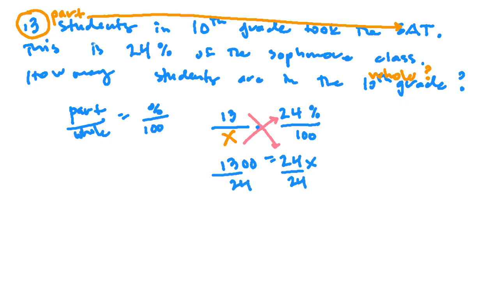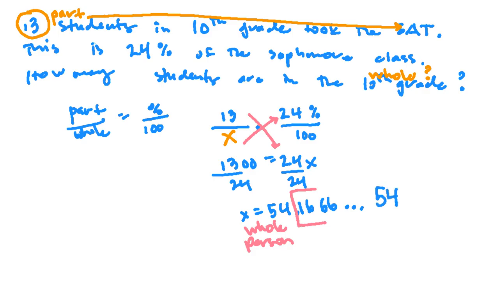We're getting 166 repeating. Now, we have to think about what we're talking about. We're talking about human beings, and you can't have a decimal of a person. So we're going to round here to the nearest whole number because we're talking about people. We're going to round to the nearest whole person. And since that 54 is followed by 1, that's going to stay at 54 total people in 10th grade.